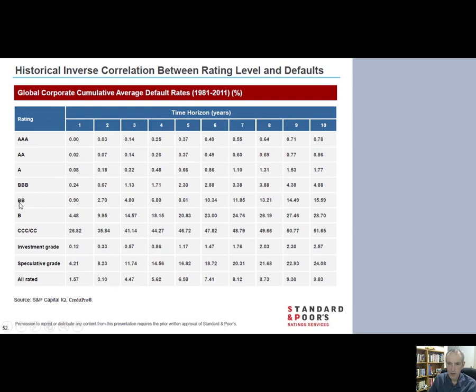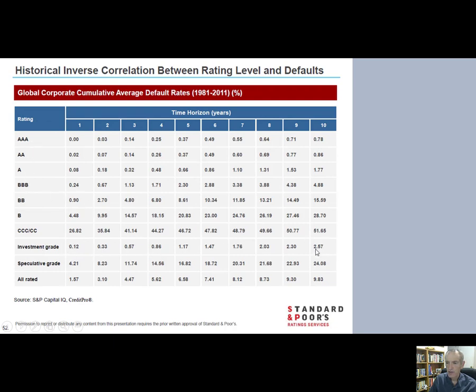Then when you get down and below investment grade, look at the huge jumps down here. So triple C bonds, over half of them will default in the next 10 years. And in fact, over a fourth of them will default in the next year. So yeah, very, very risky. So investment grade bonds, that's your triple B, single A, double A, and triple A.